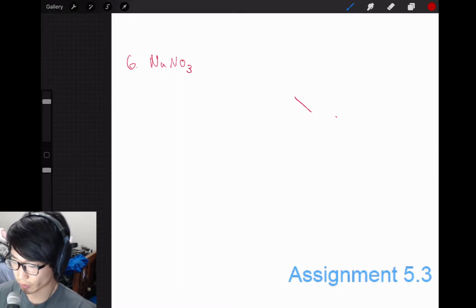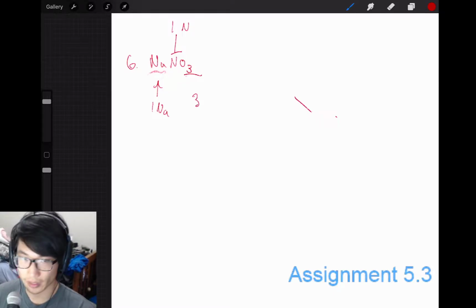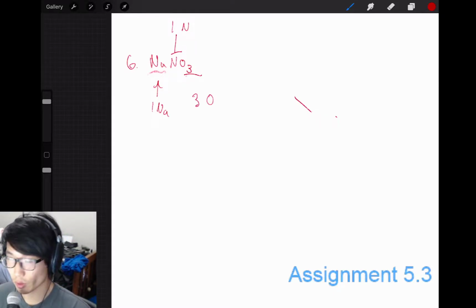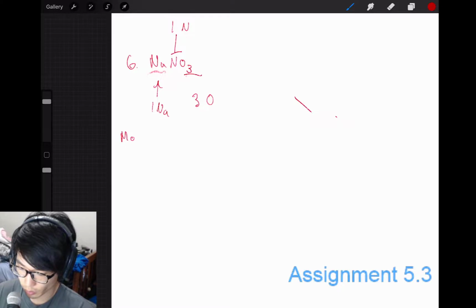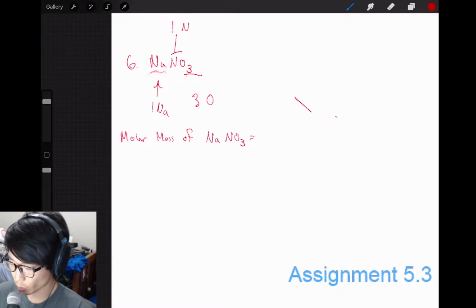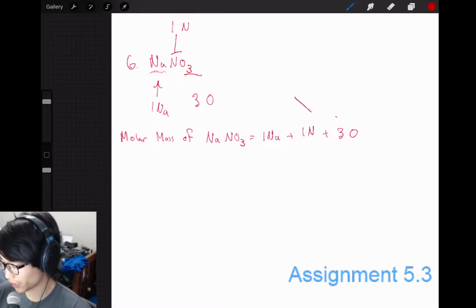So the first thing I'm going to do is I recognize that there is one Na. There's one N, and there are 3 oxygens. So my molar mass is going to be all of those weights added up. So my molar mass of NaNO3 is going to equal 1 Na plus 1 N plus 3 oxygens. I know it looks like 30, but that means 3 oxygens.